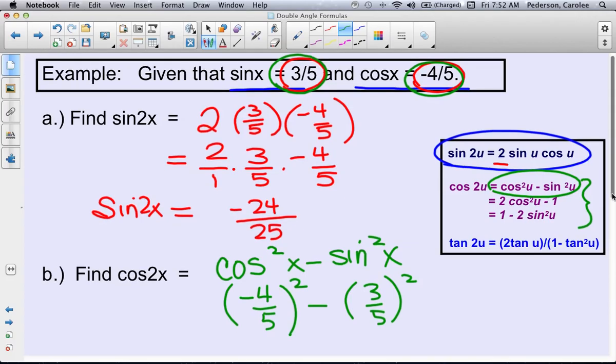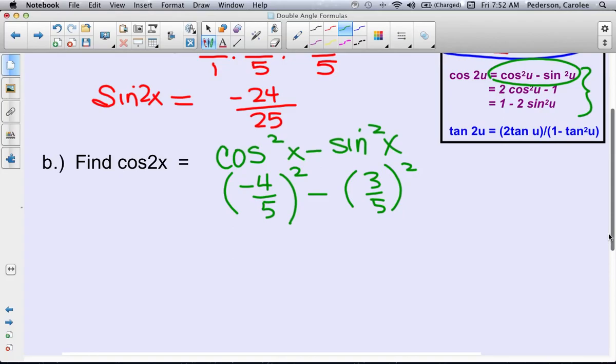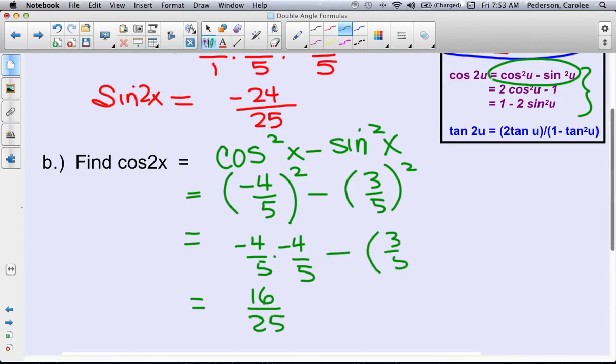Now we'll simplify it. So when we multiply fractions together. So this is -4/5 times -4/5. Multiplying across, -4 times -4 is 16. 5 times 5 is 25. Come over to the second fraction. 3/5 times 3/5. Multiply across. 3 times 3 is 9. 5 times 5 is 25.